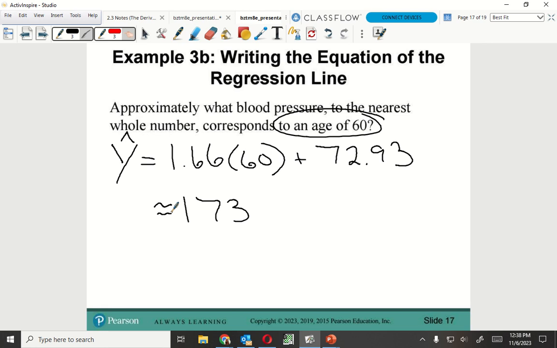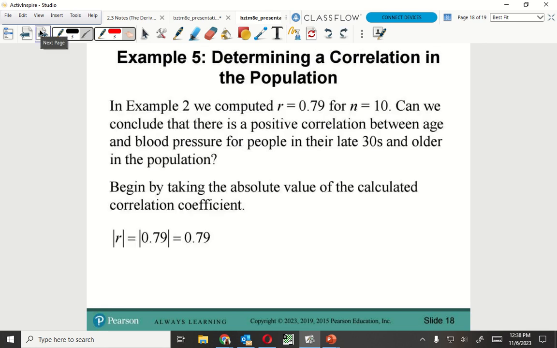Yeah. Okay. So the last thing that goes along with this is correlation for the population. So for this one right here, we computed that the R value was 0.79 for n is 10 data points. Can we conclude that there is a positive correlation between age and blood pressure for people in their late 30s and older in the population? So, first thing I'm going to do, I'm going to go back a bunch of slides.